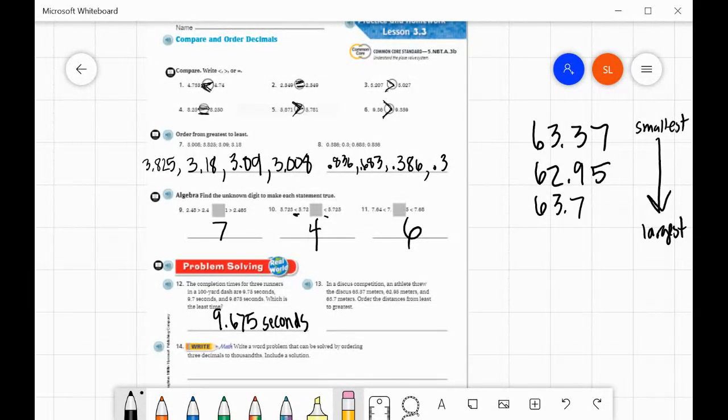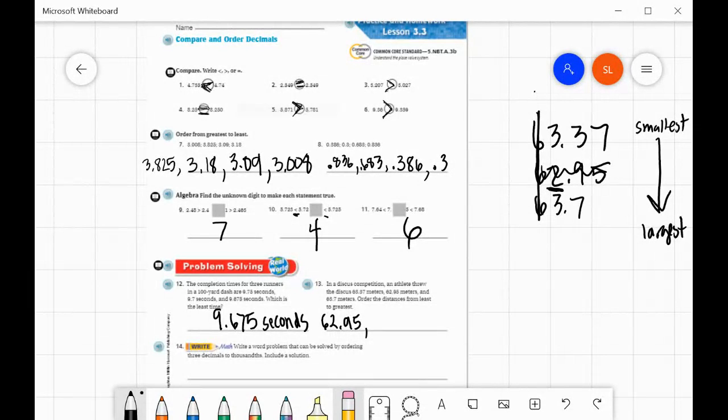All right, welcome back. We are trying to go smallest to largest. So we're going to look at our columns. 6s are all the same. I'm going to go ahead and cross those out. The next column, in the ones column, we are going to look, and I see a 2. That's small. So that's going to be the smallest number that we have. So I'm going to write 62.95. And I'm going to go ahead and get rid of that number so that I'm not confused.